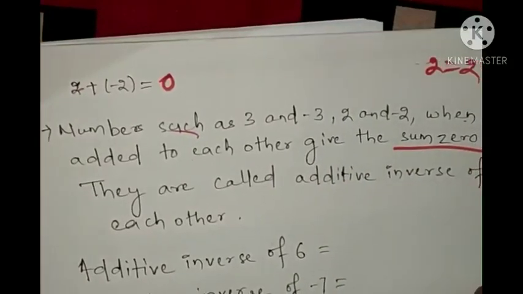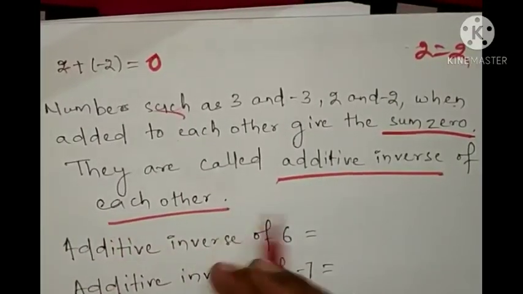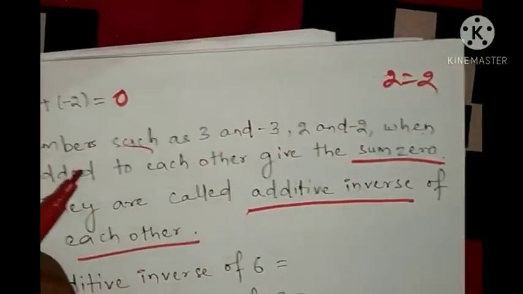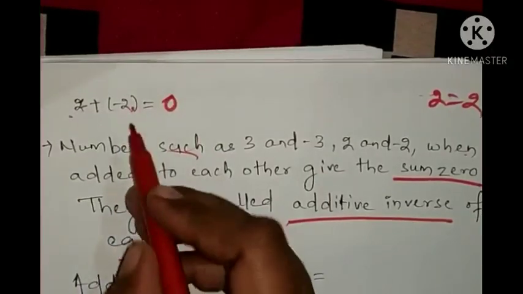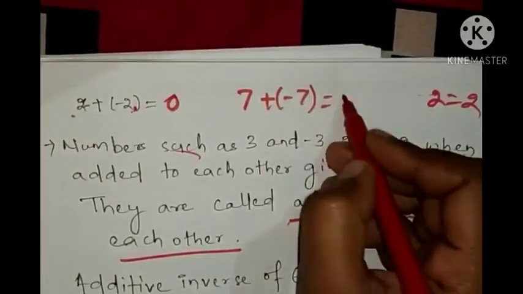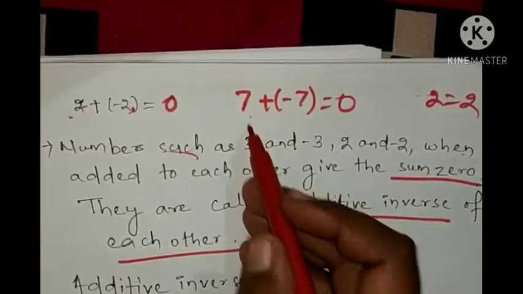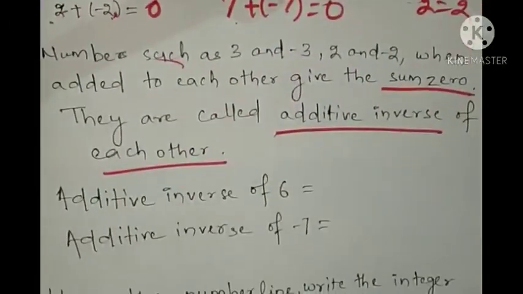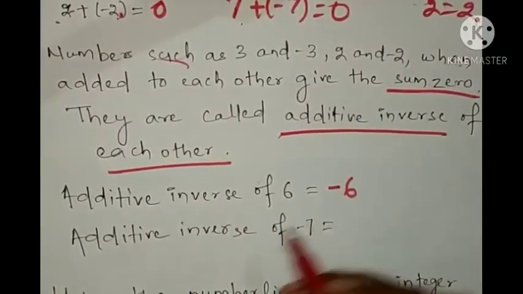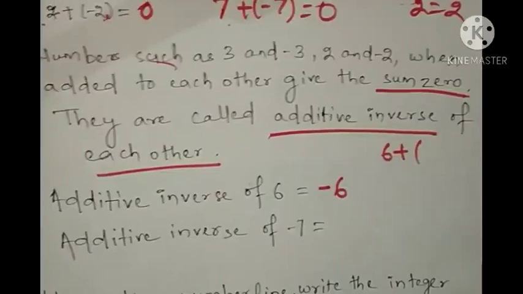When we add these numbers, what do we get? The sum is 0. They are called additive inverse of each other. So 2 is the additive inverse of minus 2, and minus 2 is the additive inverse of 2. If we write 7 plus minus 7, we get 0. So 7 is the additive inverse of minus 7, and minus 7 is the additive inverse of 7. Additive inverse of 6 is a negative integer, because if you add that number, you get the sum 0.